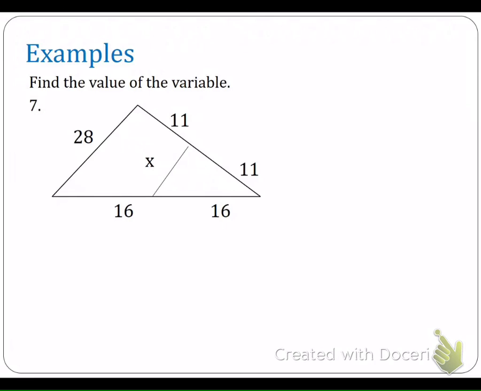Number 7. How'd you get 14? That was real quick. Because 28 divided by 2 is 14. Yeah, so you can see 11 and 11. So this is the midpoint. 16 and 16. This is the midpoint. The midpoints are connected. So these two lines are going to end up being parallel, and this one's half as long as this one. Half as long means divide by 2. So you are absolutely correct. X is 14. What are your questions?